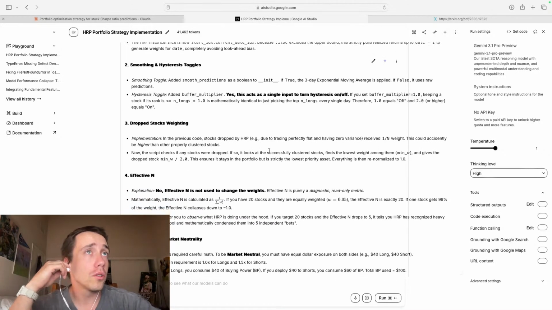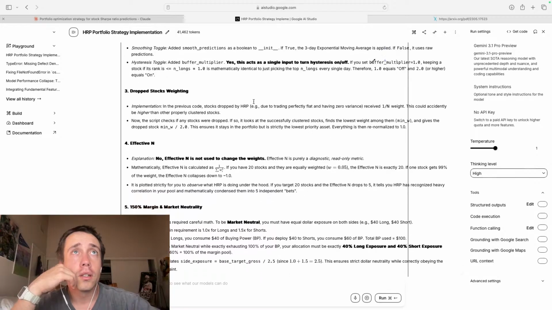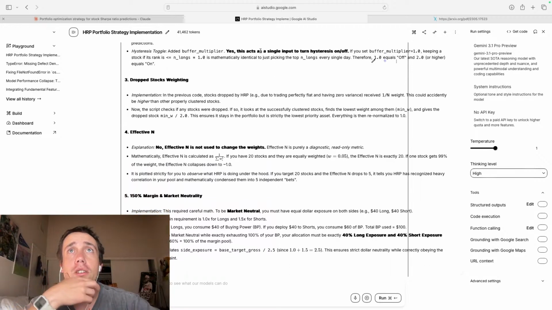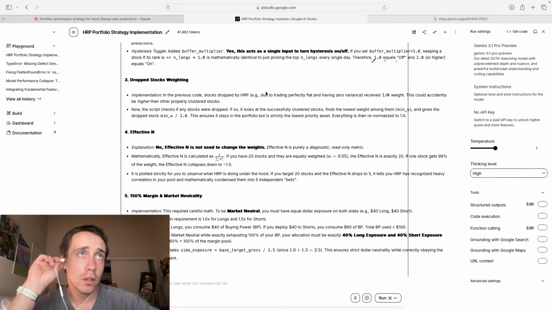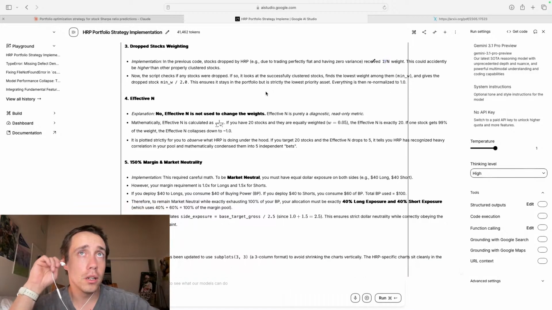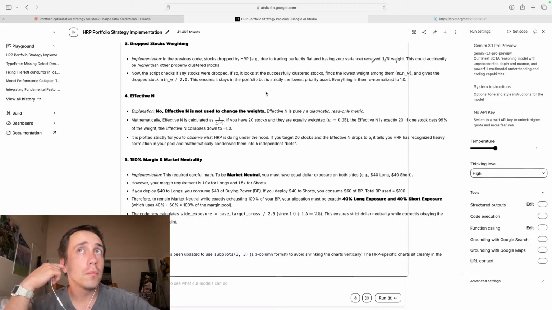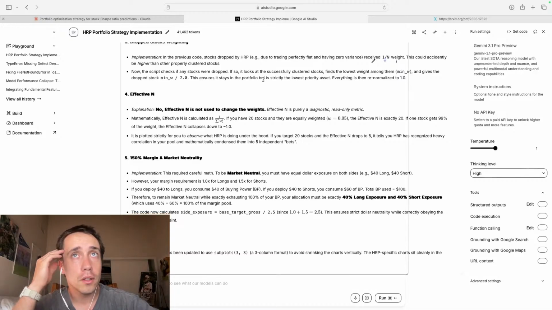Okay, smoothing and hysteresis toggles. Smoothing toggle added: smooth predictions as a Boolean, if true. Added buffer multiplier, yes, this acts as a single input. If you make it 1, we're good to go. Dropped stocks waiting. In the previous code, stocks dropped by HRP. Now the script checks if any stocks were dropped. If so, it looks at successfully clustered stocks.